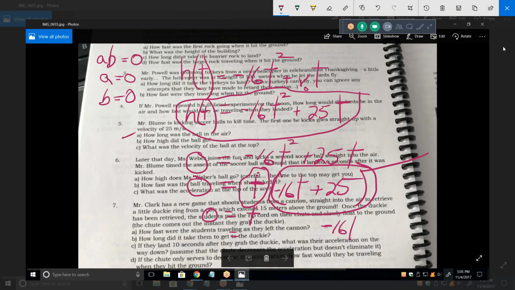In other words, that's my b. My b is not a single thing. It's minus 16t plus 25. That is my b that I'm going to set equal to 0. When you do that and you solve, you get 25 over 16. And you can't really break that down any.